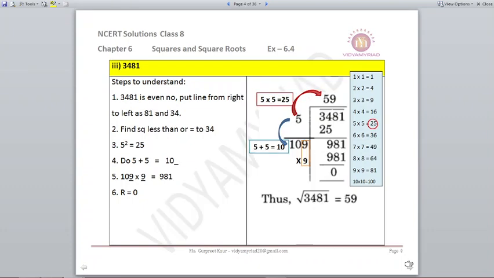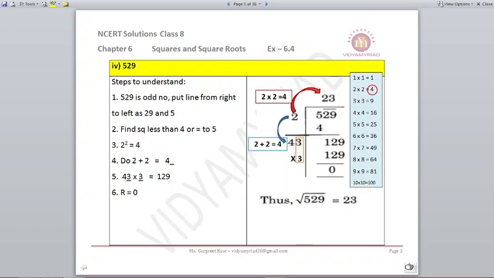Next number is 3481. Again it is an even number. So my pair is 34 and 81. So for 34 I will do 5 into 5, 25, and below I will do 5 plus 5, which will be 10. So I need number as 981. Where will 1 come? Either 1 into 1 or 9 into 9, 81. So I will be probably doing 109 multiplied by 9. It will give me 981. So square root of 3481 gives me 59.